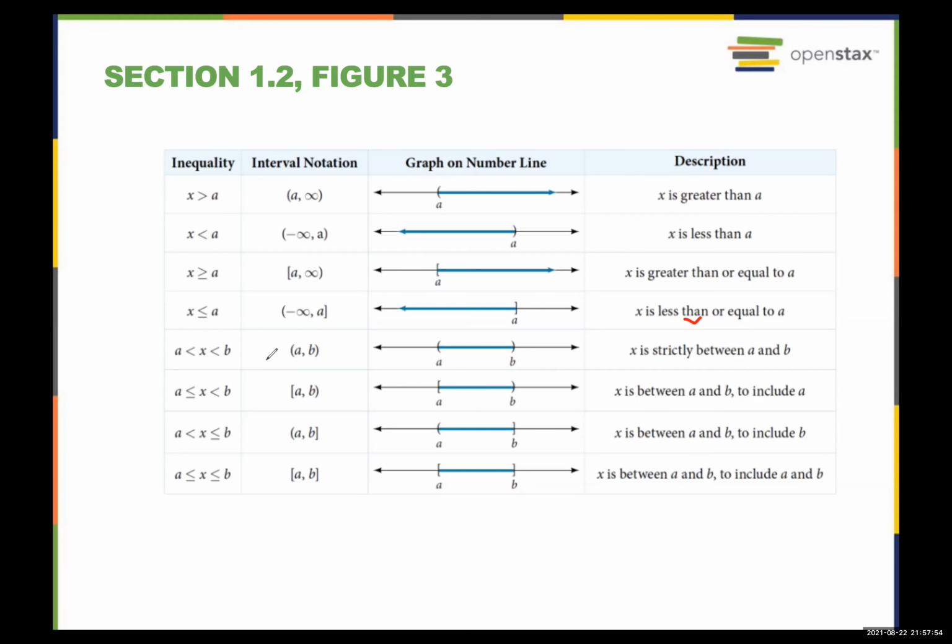The next one, x is strictly between a and b. Then the next, x is between a and b to include a. So look at the interval notations. Next one, x is between a and b to include b. And the last one, including a and b.